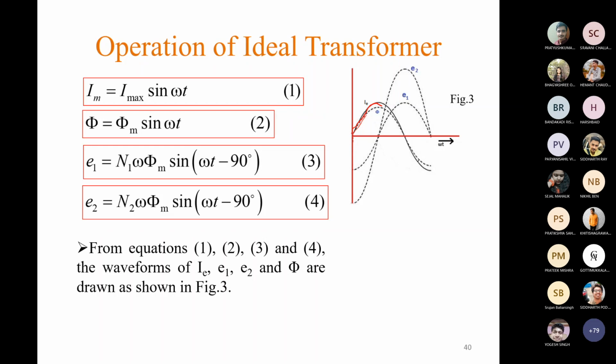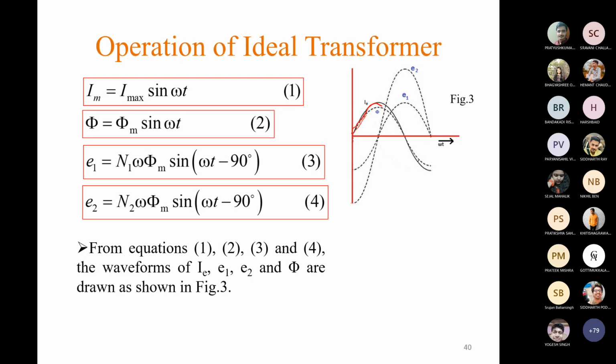First of all you have to consider phi as the reference phasor. Recall the convention of drawing any phasor diagram: you consider the quantity which is common to all as the reference phasor. So here which one is the common quantity? Phi is the common quantity, so we take phi m as the reference phasor.